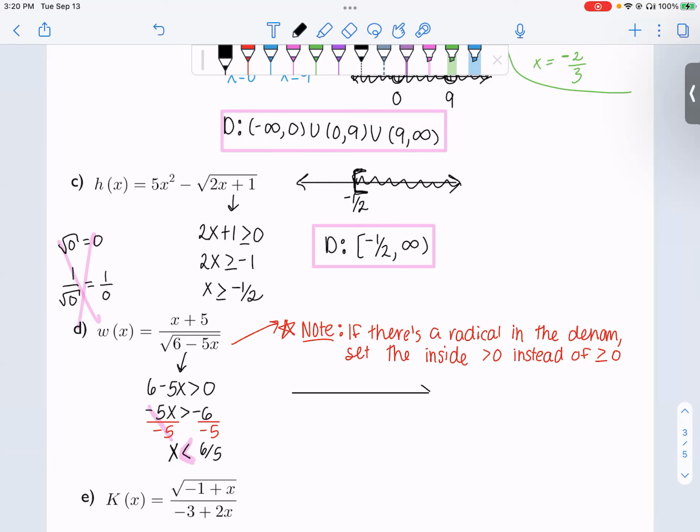I'm going to draw out a number line. 6/5 will go right here. And we are less than 6/5. So the domain of this function, w of x, goes from negative infinity to 6/5. I can plug in any number between negative infinity and 6/5.